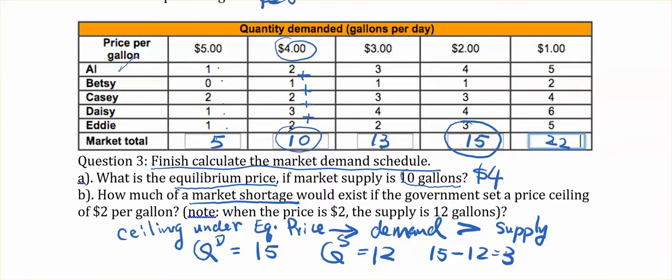If the government can offer 3 gallons to the market, instead of the company, everybody will feel happy. But since they set up the price ceiling and the market runs by itself, the demand is 15 gallons, but the supply is only 12 gallons. So there is a gap of 3 gallons. The answer for question B is 3 gallons. The 3 gallons will be your market shortage.